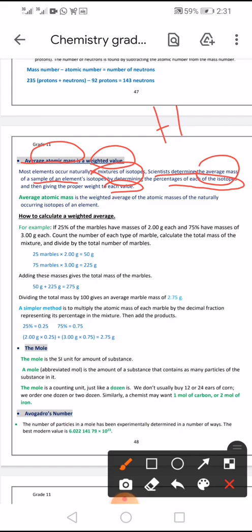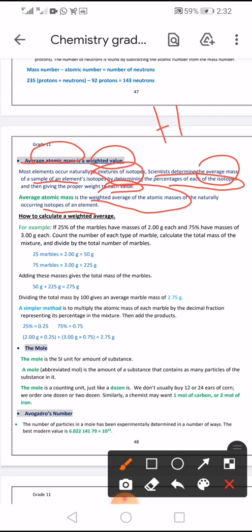How do we calculate the weighted average? What is meant here? Average atomic mass is a weighted average of the atomic masses of the naturally occurring isotopes of an element. So the meaning of average atomic mass is the weighted average of the atomic mass of each naturally occurring isotope of this element.